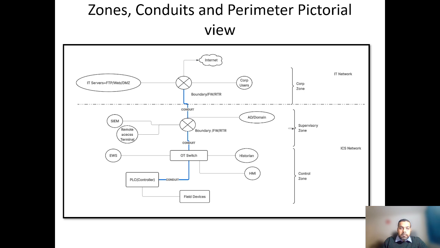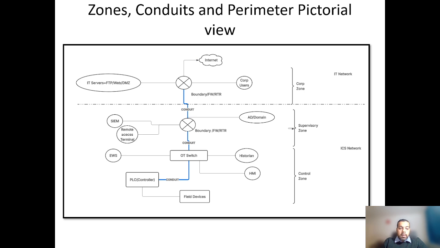If we talk about all these three important concepts, we have three broad zones, I would say. One is the control zone, the other one is the supervisory zone, and the third one is the corp zone. So conduits define how they communicate with one another. You see the bold lines in blue color. This layout illustrates how segmentation and controlled communication paths create a secure architecture.